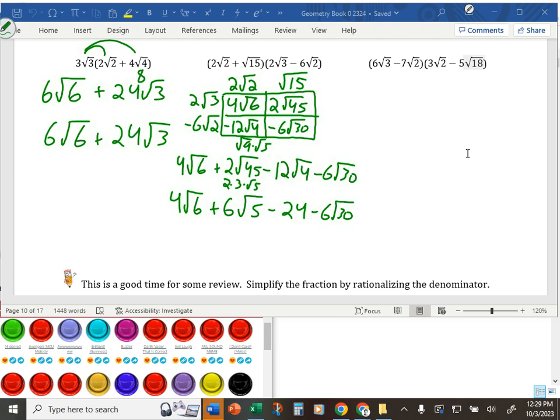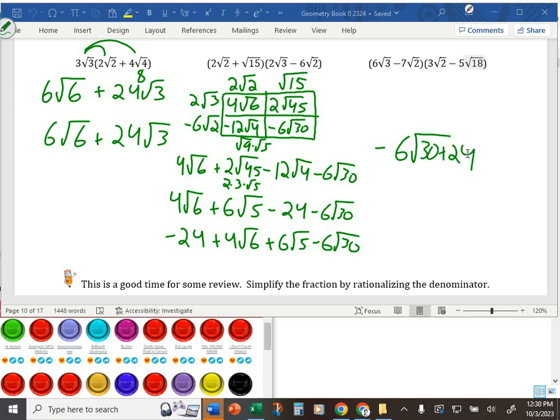Now, as far as putting the terms in the correct order, it's not like exponents, where there's a standard form for it. Typically, your constants would come first, and after that, it's really just whatever you want to do. The reason your constant would come first is because some of us are not being very neat in our writing. If you have negative 6 root 30 and then write your plus 24 after that, you kind of write it like that.